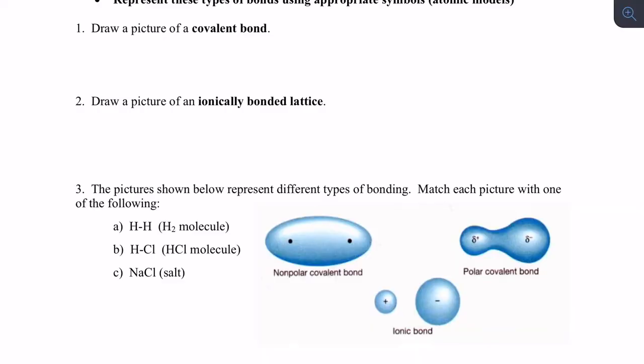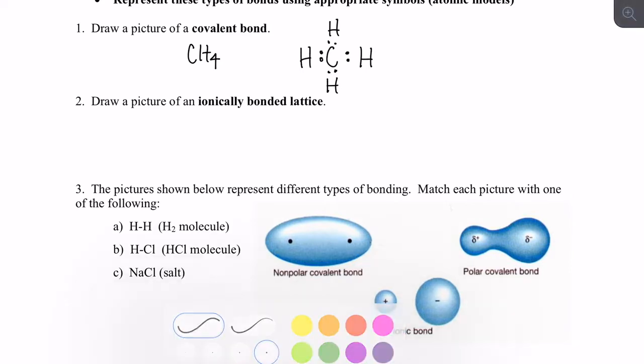Number 1, you could draw any covalent bond. This would be between a nonmetal and a nonmetal. For instance, you could draw CH4, where you have carbon bound to 4 hydrogens. The important thing here is that you're drawing the Lewis dot structure.